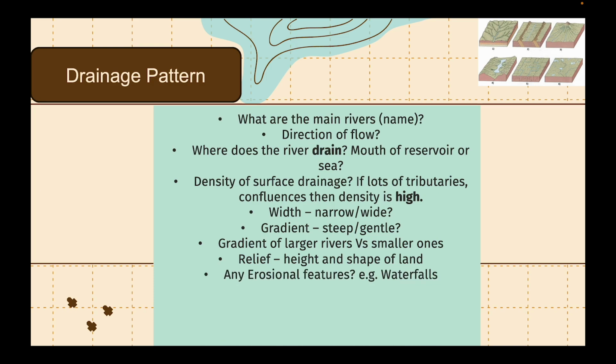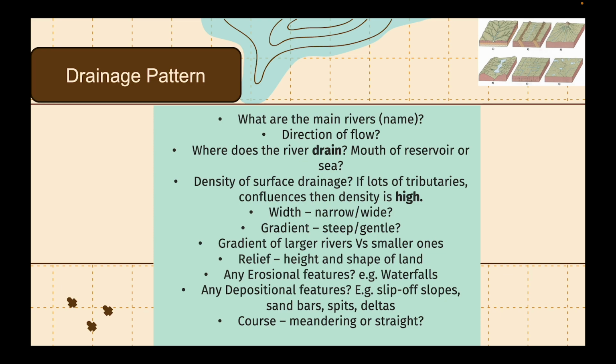Also, any erosional features, can you see any waterfalls? Vice versa, if it's in the middle and lower courses, are there any depositional features, such as slip-off slopes, sandbars, spits, deltas? And the course as well, are there any meandering rivers or straight? Again, likely in your exam they will provide you with a drainage basin where the rivers are likely to be meandering here. So again, here's some of the aspects you need to consider when describing the drainage pattern.